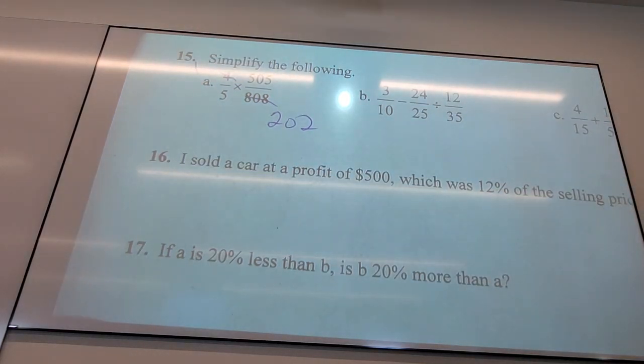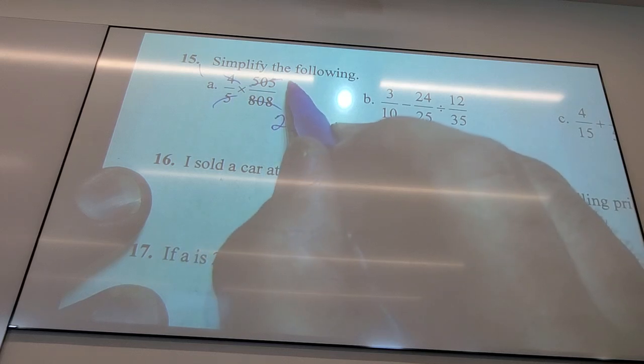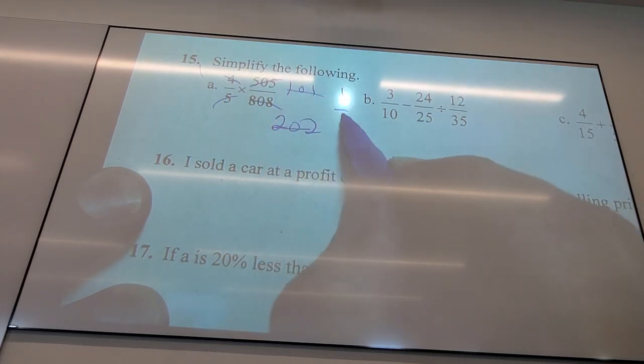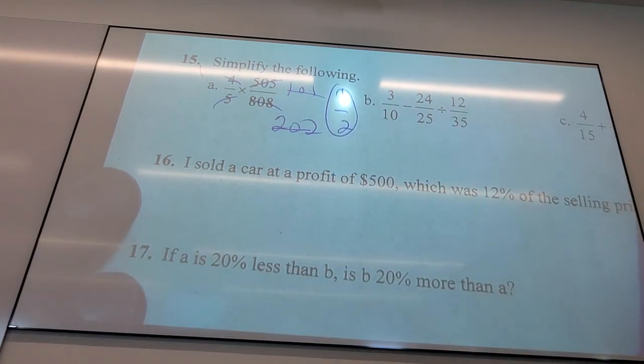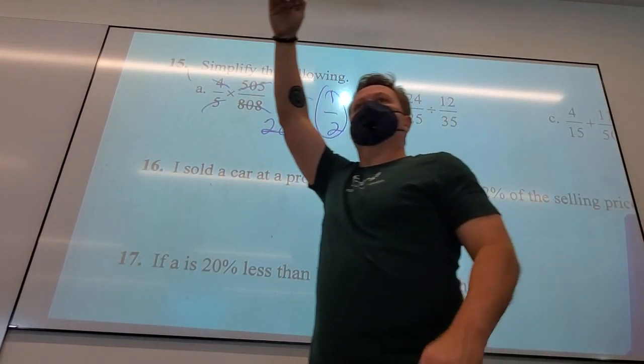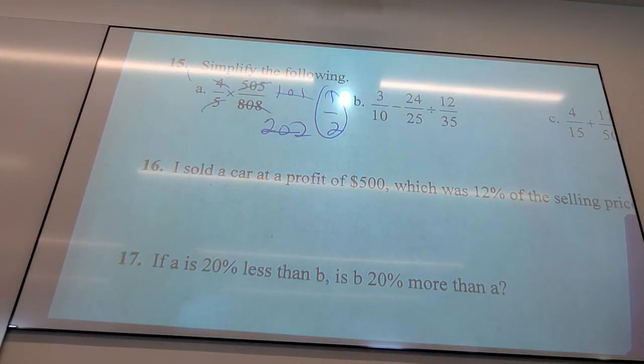5 goes into 505. 101 goes into 202. Done. So you just keep dividing. Whatever's on the top is being multiplied, whatever's on the bottom is being divided. So factors can cancel because they're opposite operations. Is that okay?